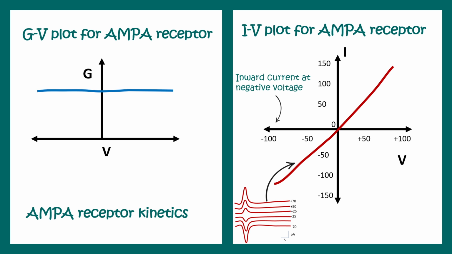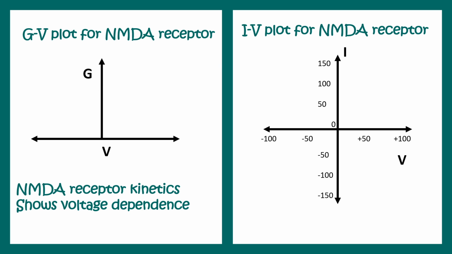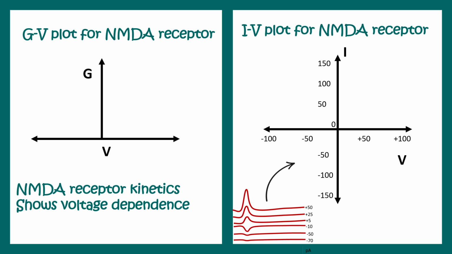So here we saw the inward current in negative voltages, whereas outward current in positive voltages. So this kind of information can be extracted using these IV plots or patch clamp recording. Now you can also look at the NMDA receptor kinetics. NMDA receptor kinetics somewhat looks like this.